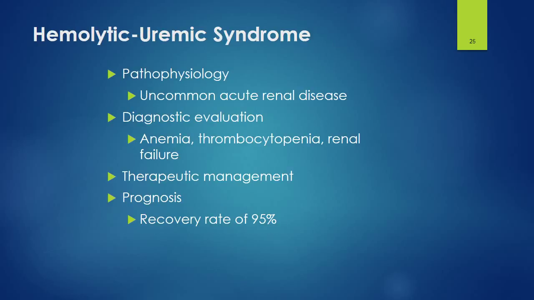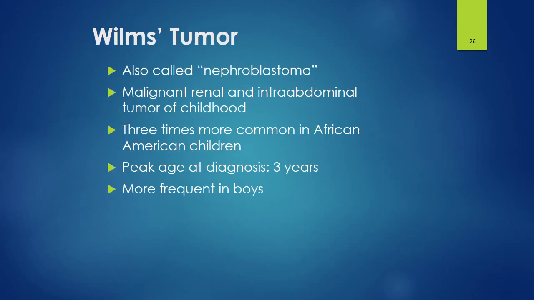With hemolytic-uremic syndrome, the primary site of injury appears to be the endothelial lining of the small glomerular arterioles. Diagnostic criteria includes anemia, thrombocytopenia, and renal failure. The most consistently effective treatment is hemodialysis or peritoneal dialysis. With prompt treatment, the recovery rate is about 95%.